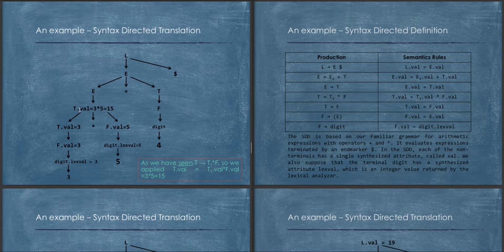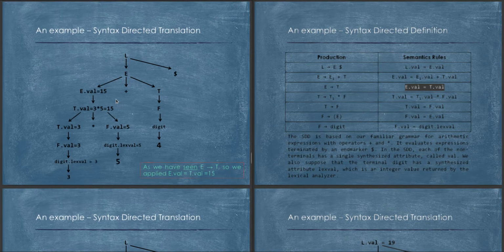Now, for the rule from E to T, interesting, I have seen the whole of it, from E to T, when I'm on the right hand side. So as I'm on the right hand side, I can now calculate E dot val is equal to T dot val. So let's calculate this. E dot val is equal to T dot val is equal to 15.